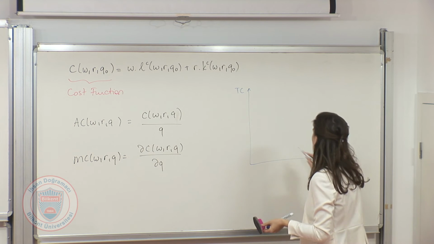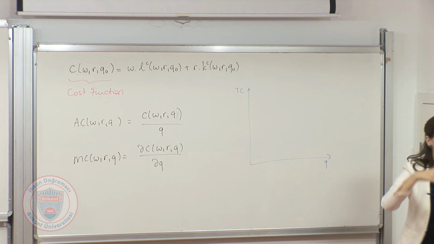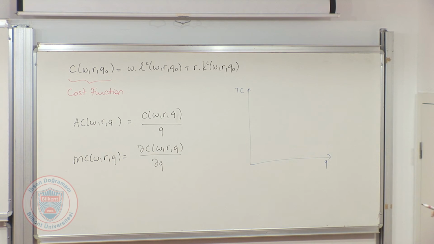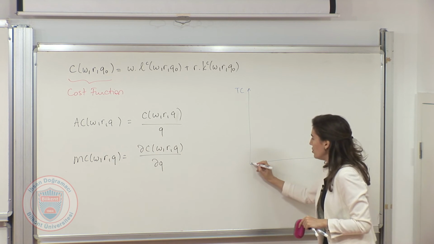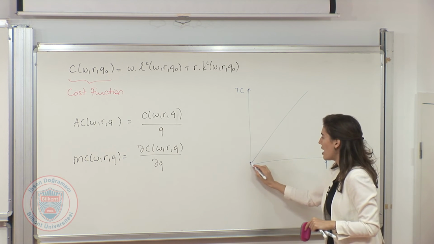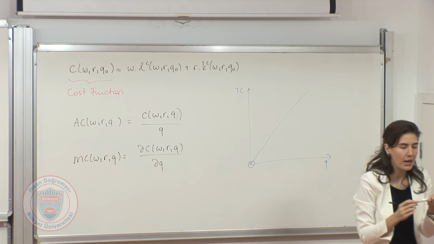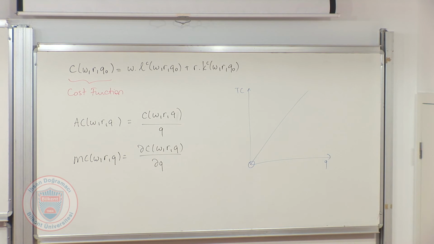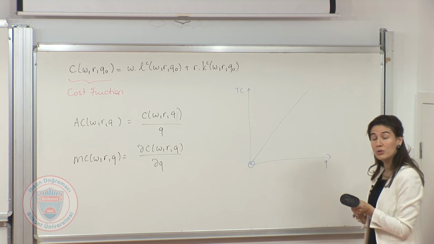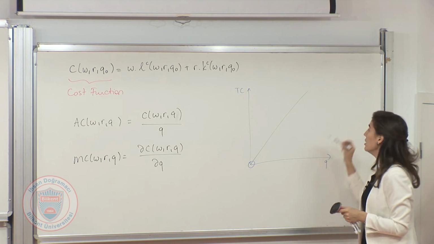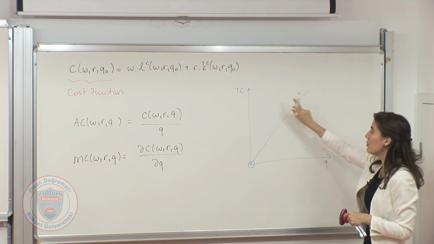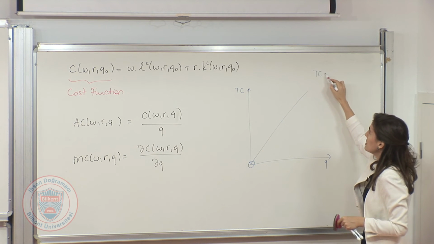So when I draw the total cost function, whether it's constant returns to scale, increasing, or decreasing returns to scale, whatever, you draw it like this. You start from here. Why did I do that? Because you didn't include fixed cost. I didn't include fixed cost? No, really? Maybe. Was it 0?